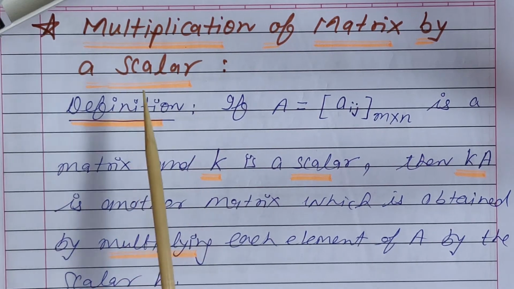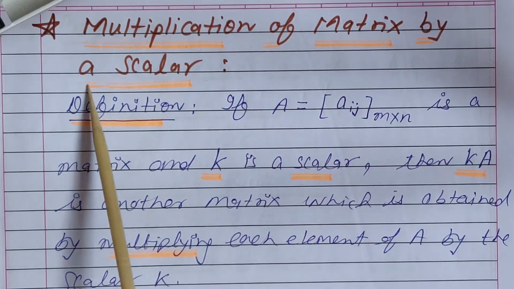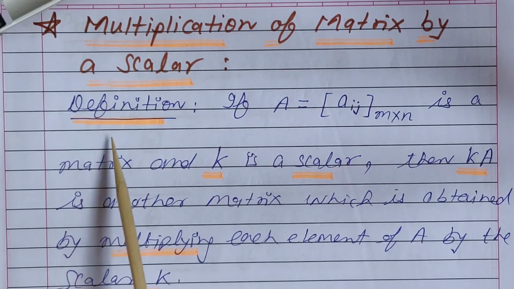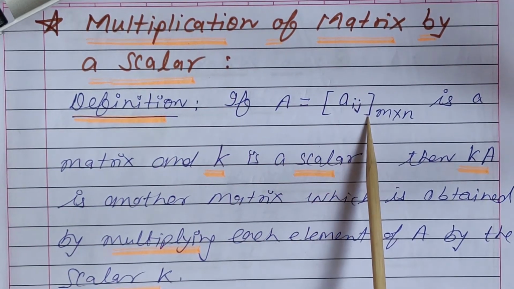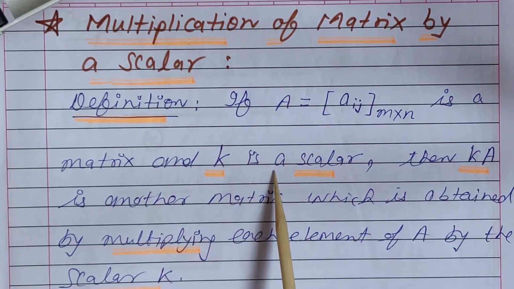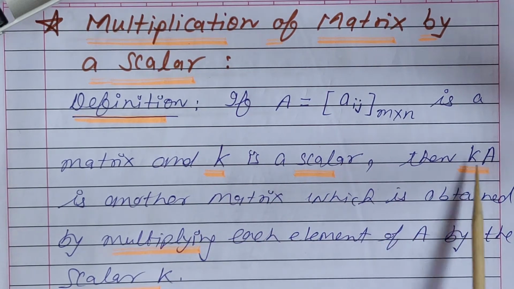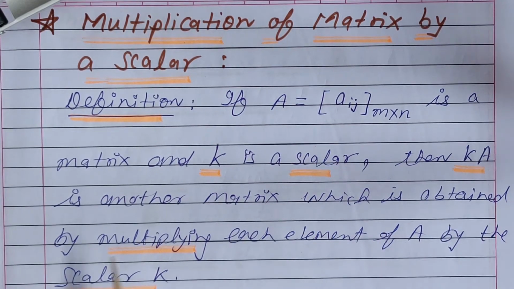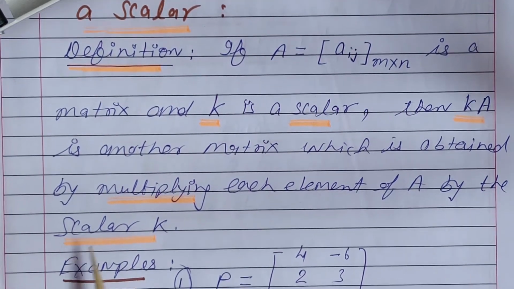Now next topic students, you can see here multiplication of a matrix by a scalar. What is the meaning of it? We have to understand by its definition. If A equals Aij, where order is m into n, is a matrix and k is a scalar. Here scalar is k, see here. Then kA is another matrix which is obtained by multiplying each element of A by the scalar k.